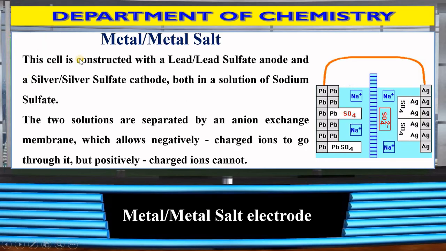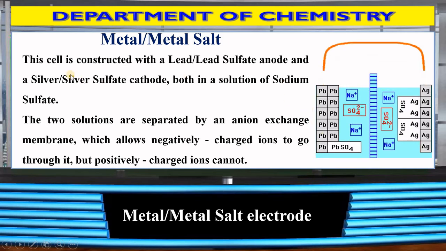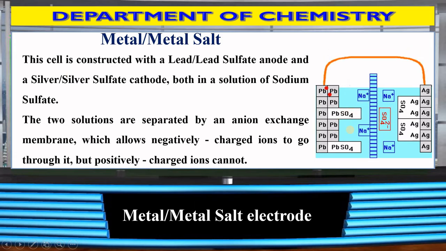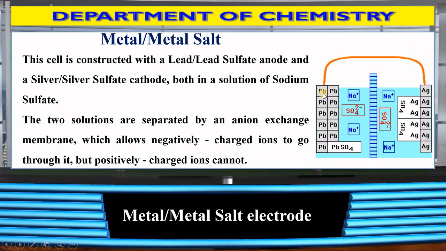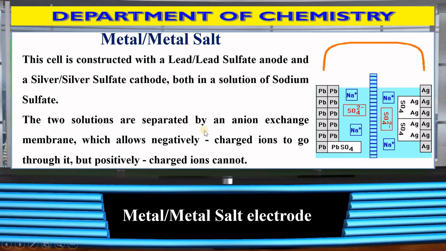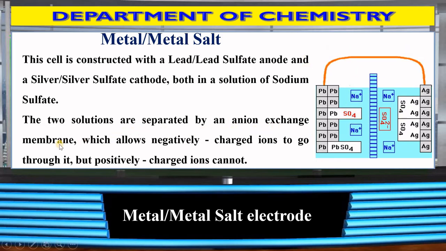Let's observe this cell. This cell is constructed with lead sulfate as an anode and silver sulfate as a cathode. Okay. Now see here, this cell is constructed with lead in lead sulfate solution and silver in silver sulfate solution, and the silver electrode acts as a cathode and the lead electrode acts as an anode, both in a solution of sodium sulfate. The two solutions are separated by an anion exchange membrane.